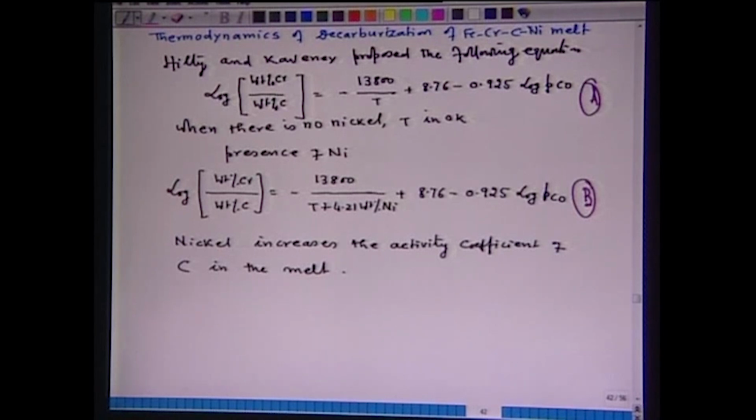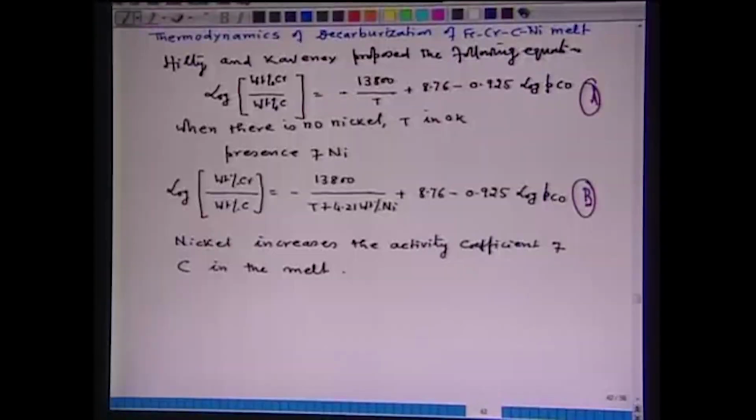In that connection, I had given you two equations, and I have written them again for you. That is equation A. It gives the distribution of chromium and carbon as a function of temperature and partial pressure of carbon monoxide for an iron, chromium and carbon melt. If the melt has nickel also, nickel increases the activity coefficient of carbon. So, another equation was proposed for decarburization of iron, chromium, carbon and nickel melt, and this equation is shown in B.